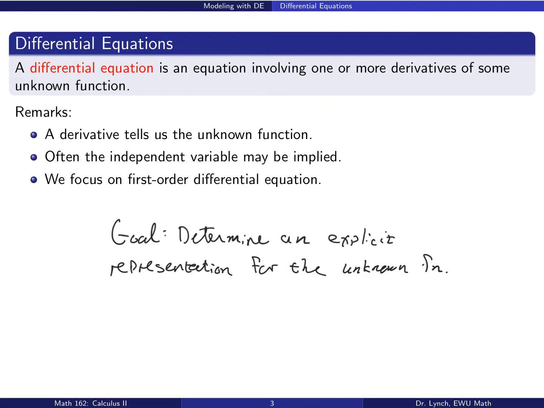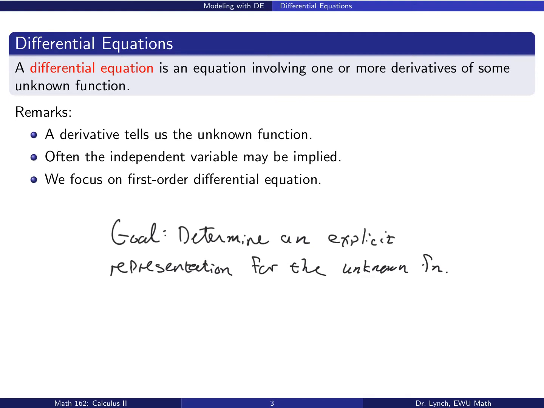So we'll talk about this a little more in the next couple of videos, but in general, we would like to find an explicit representation for that unknown function. Now, a few things. Oftentimes, the unknown function can be a little bit difficult to spot. So one key to spotting the unknown function is to look for a derivative. A derivative tells us what the unknown function is. In addition, oftentimes the independent variable in these differential equations is implied. So we'll see what we mean by that also.